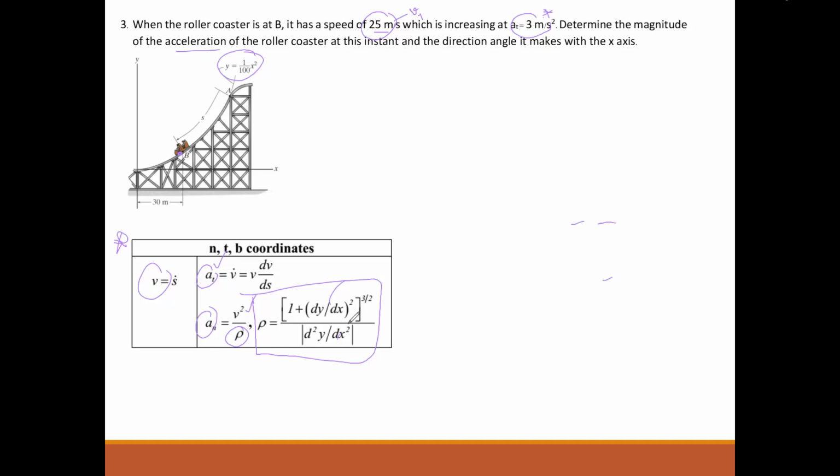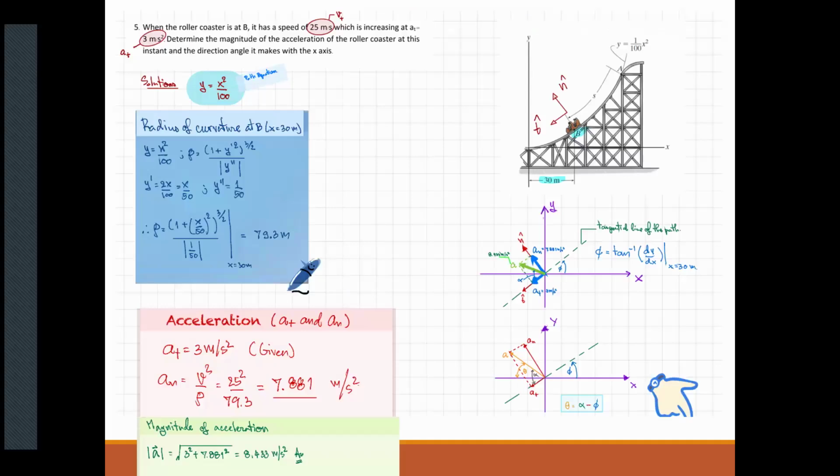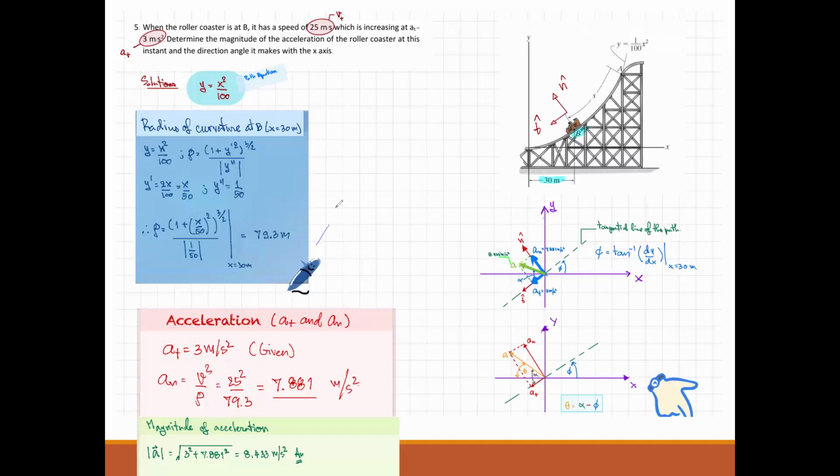So this problem is very easy to solve. We start by determining the radius of curvature first. We can determine it according to the curve function that we already have. We can derive the radius of curvature by substituting x equal to 30 meters into the formula. We obtain the radius of curvature as 79.3 meters.